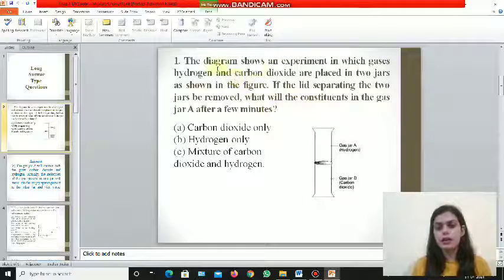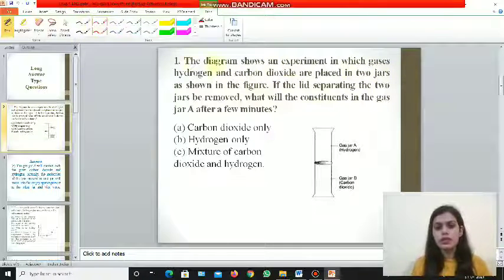We studied this diagram, and it shows an experiment with gases, in which hydrogen and carbon dioxide are placed in two jars. Jar A has hydrogen, and jar B has carbon dioxide, as shown in the figure. There is a lid separating the two jars, and it can be removed.